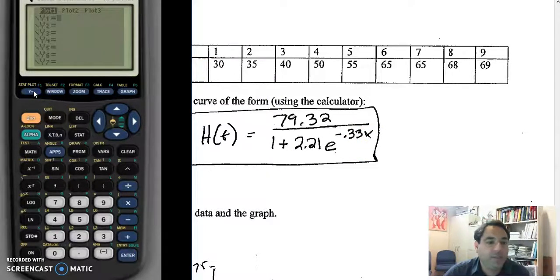Then when I go to y equals, I'm going to type it in carefully. 79.32 divided by parenthesis 1 plus 2.21 e second ln. It gives me the parenthesis, if not I put it, negative 0.33x, close parenthesis, close parenthesis. Remember, if you open it, close it, open it, close it. If I did it all correctly, hit graph, the line should go through the data.